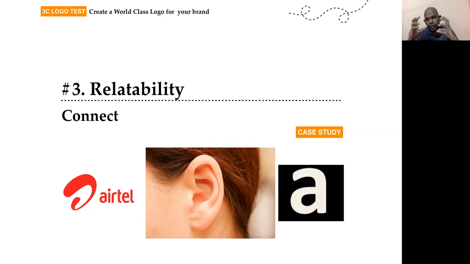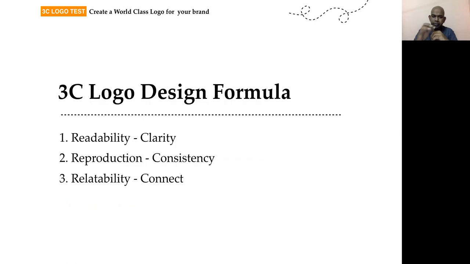So whenever you are building a brand, don't have a very complicated symbol that goes too much out of the way. Have a very simple symbol, very neat symbol, very catchy symbol that really relates to what you stand for, whether it is your value system or the product or the service that you offer. So stick to that. That is very important. So the 3C logo design formula is this.